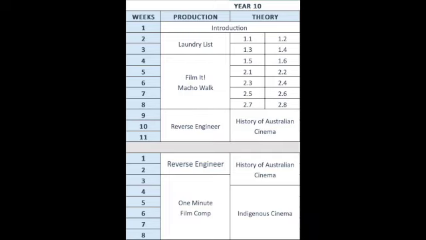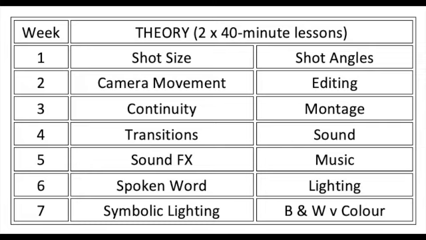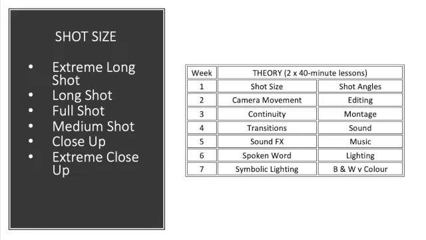Anyway, let's get into it and look at an overview of my theory work to begin with. What you see here is a little bit of a screenshot of my theory, and as it says there, there's 2 by 40-minute lessons each week. In the first 7 weeks, I try and cover as much ground as I possibly can. So in the first week, I look at shot size, and we basically look at six key shot sizes: the extreme long shot, the long shot, the full shot, the medium shot, the close-up, and the extreme close-up.